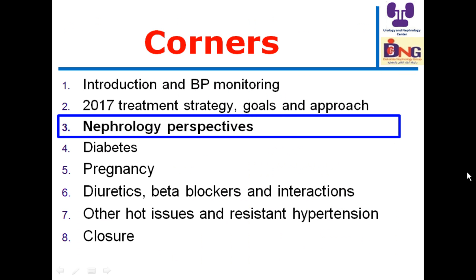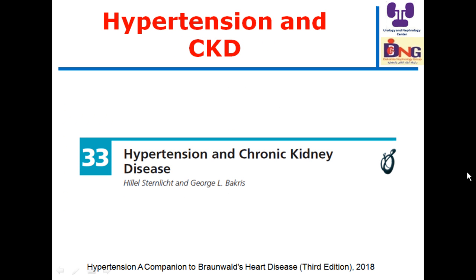So, reaching the third destination, the nephrology perspective of blood pressure control. Hypertension in chronic kidney disease is relatively common, and we are usually confronted by hypertension in chronic kidney disease. And in the absence of proteinuria, I think values less than 135/85 have no additional benefits.